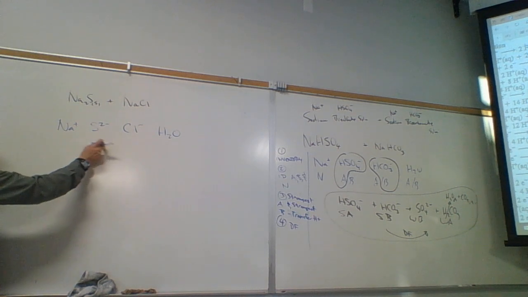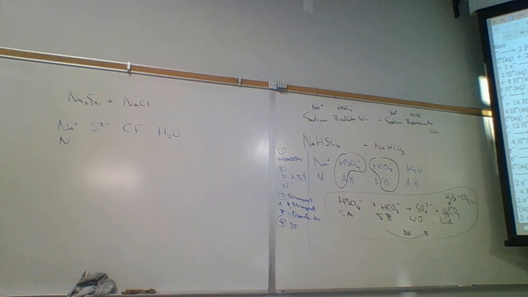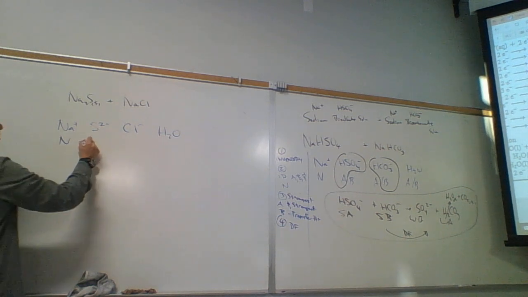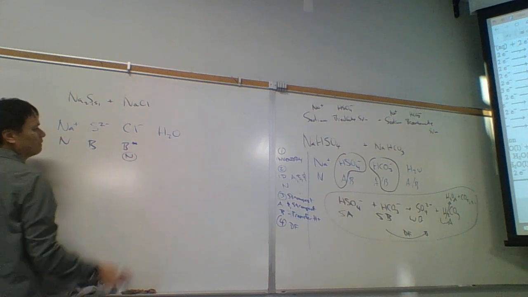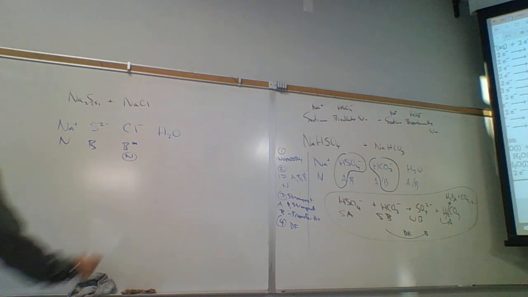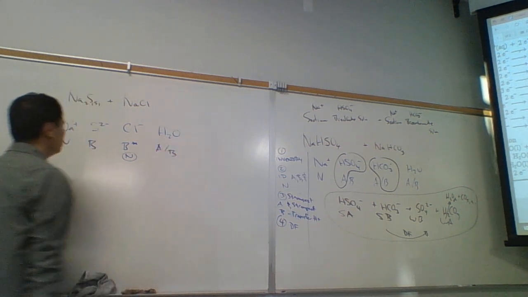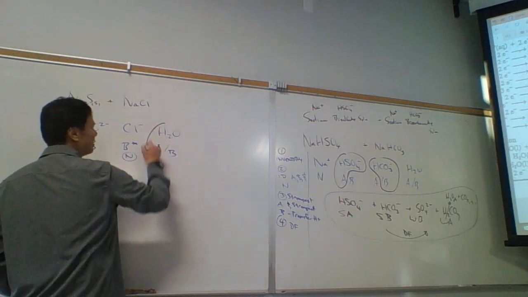Let's ID the acid, bases, and neutral species. Sodium ions? Neutral. Sulfide? Sulfide, we'll see it on the right. Do you see it here? Sulfide is a strong base. And so this is a base. Chloride is a base, but it's very weak. It's almost neutral. Water is both an acid and a base. So we have three bases and one acid. Since there's only one acid, it's got to be water as the acid.